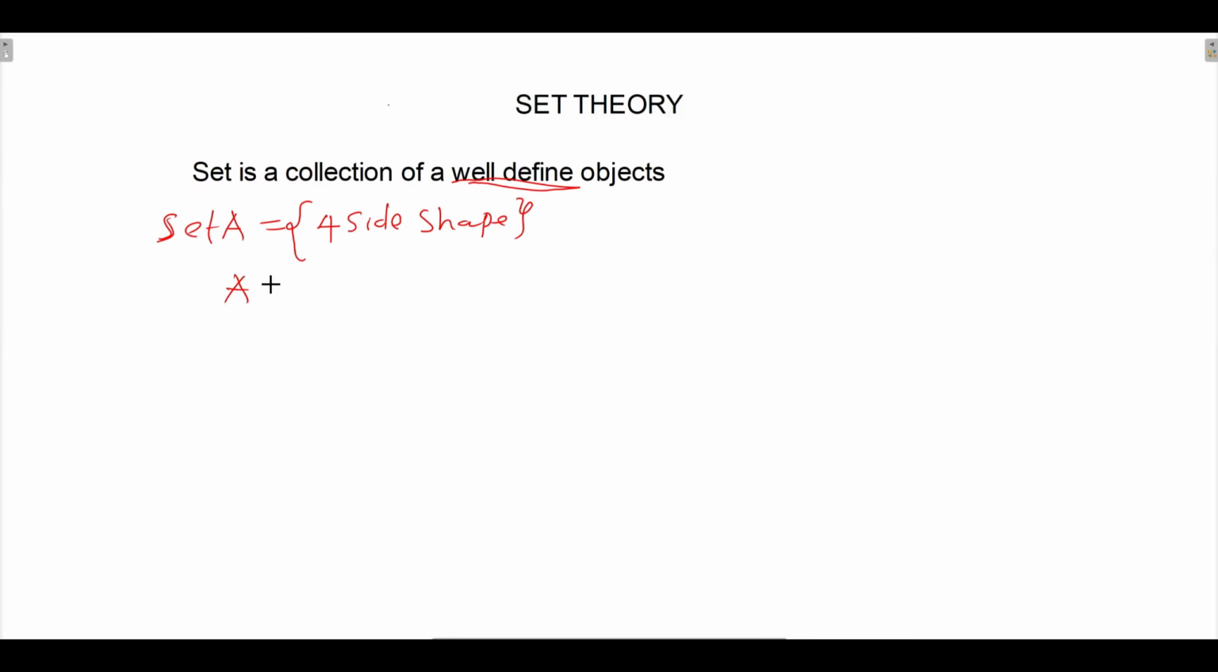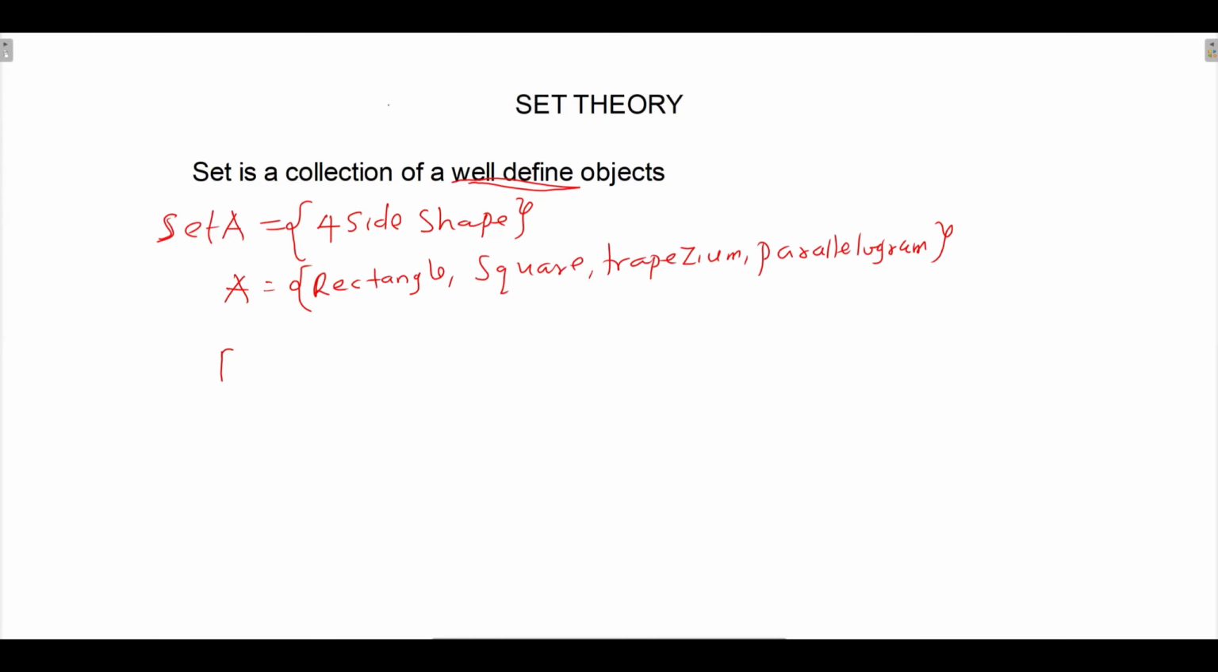So I can list that set as: rectangle is four-sided, square is four-sided, trapezium is four-sided, parallelogram. Now, I can list all these elements because I know that the definition for set A is a four-sided shape. It's a well-defined object.